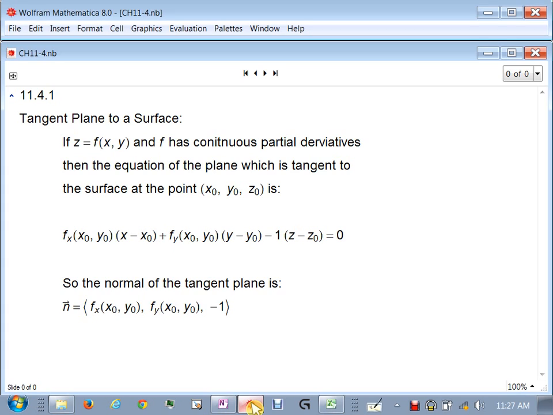We'll see more visuals, but I'm just trying to convince you that it makes sense that our normal vector would come from those two partials, or at least the x and y components of the normal vector would come from that. So this is just a formula, all right? If you like formulas, it's just something you need to remember.